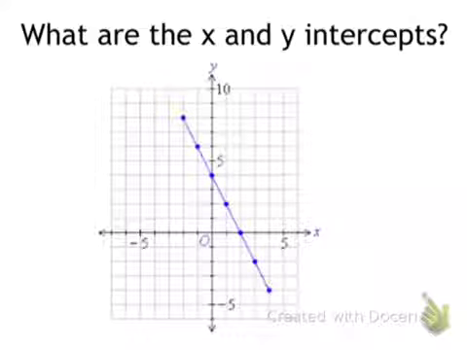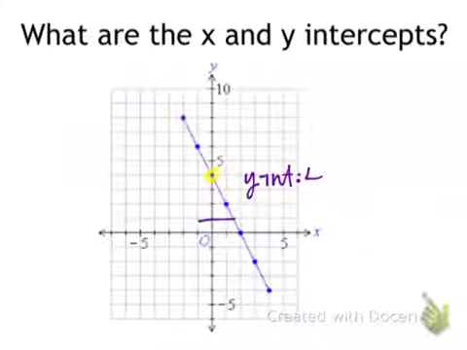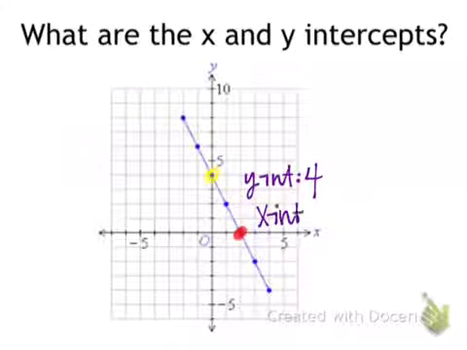All right, so looking at this one, it's a little bit easier to see. For my y-intercept, we know that that's going to be here, okay? And that's going to be at positive 4. So my y-intercept is at positive 4. All right, my x-intercept, looking at this, my x-intercept would be right here. Okay, and on the x-axis, that would be at positive 2. So my x-intercept, where it crosses that x-axis, is at positive 2.